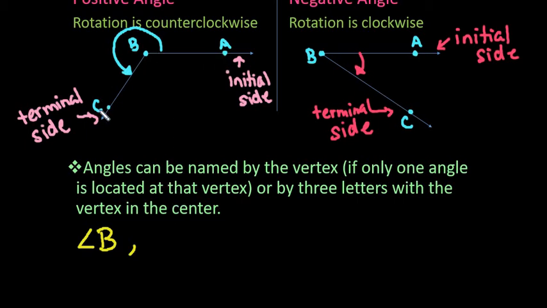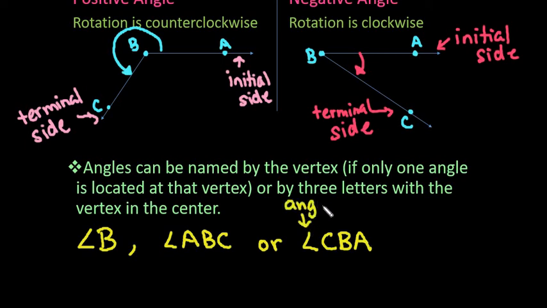If you have more than one angle, then you must use 3 letters to name the angle, or for any angle you can just always name it by 3 letters also. The key is that the vertex must be in the center. So I could call this angle ABC, or I could call it angle CBA. And this symbol right here is just read as angle. Anytime you see that in trigonometry or geometry, that is the angle symbol. So angle ABC or angle CBA are acceptable.